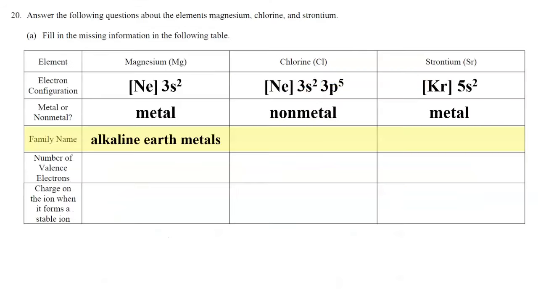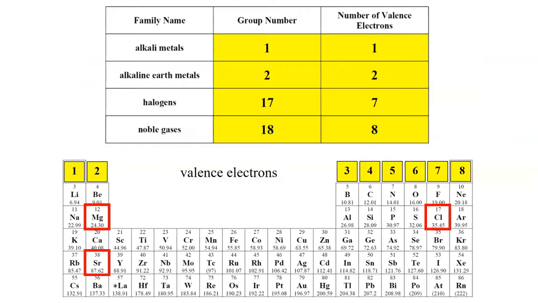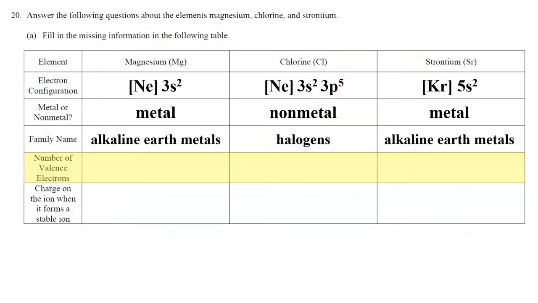So magnesium is an alkaline earth metal, chlorine is a halogen, and strontium is also an alkaline earth metal. With respect to the number of valence electrons, magnesium and strontium are in group 2, so they have 2 valence electrons. Chlorine is in group 17, it has 7 valence electrons. So 2, 7, and 2.